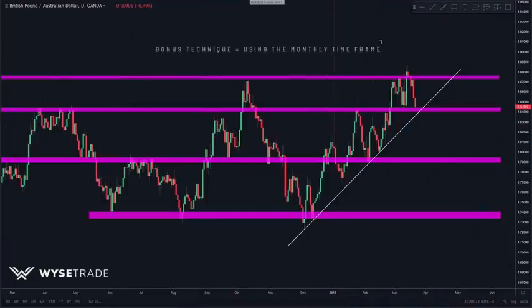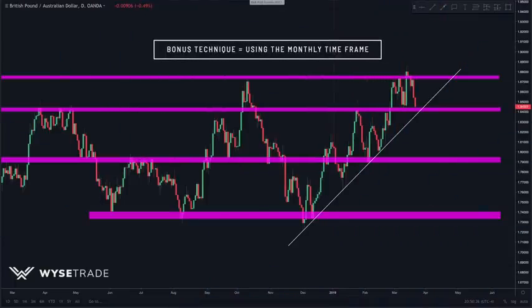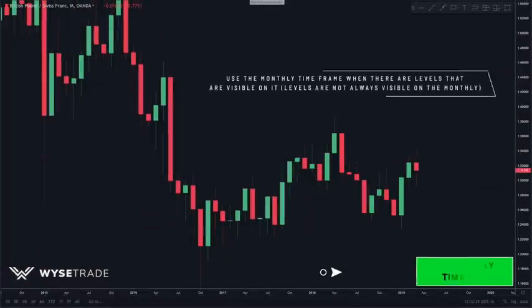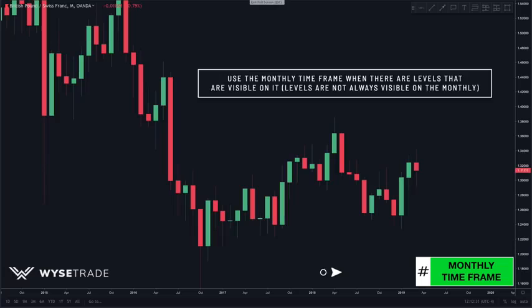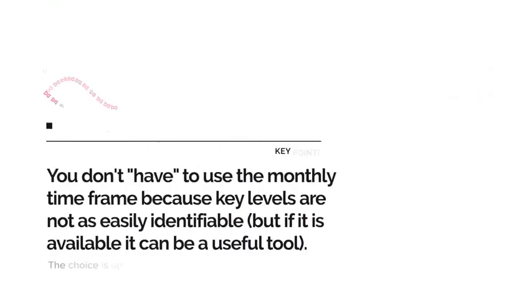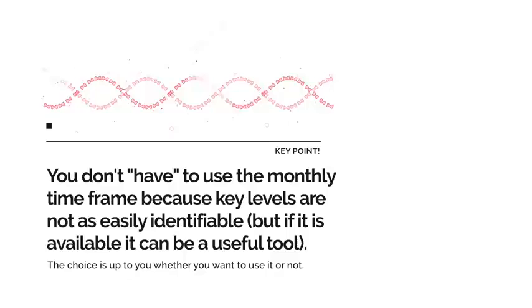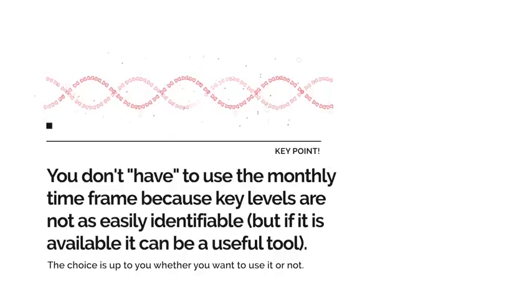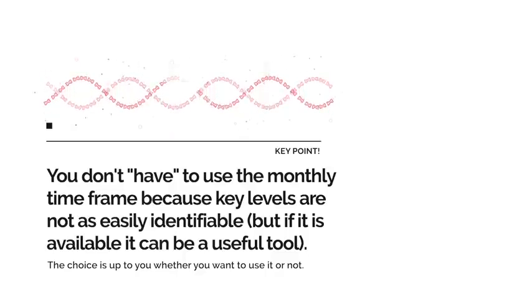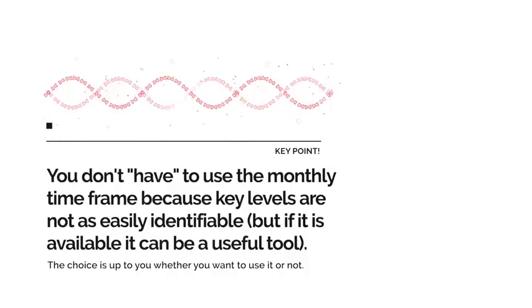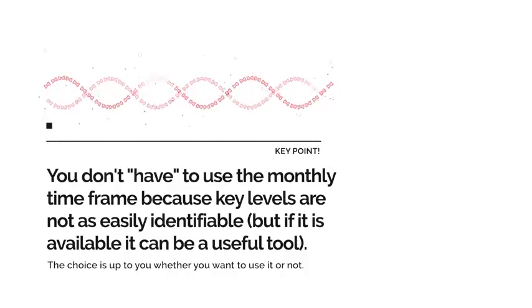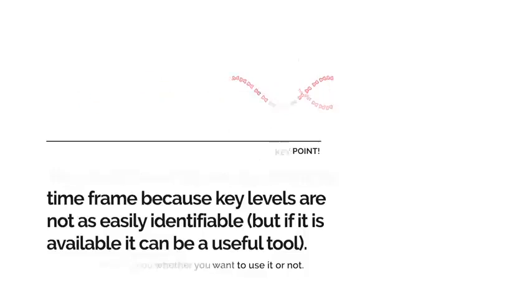Now, we're going to show you a bonus technique through using the monthly time frame. So let's jump to that. So you can also use the monthly time frame to spot key levels as well. Using the monthly time frame to identify key levels isn't a must, because since the monthly is such a large time frame to use, you won't always be able to spot levels. But we're going to show you this technique anyway, so that you can use it if you choose.